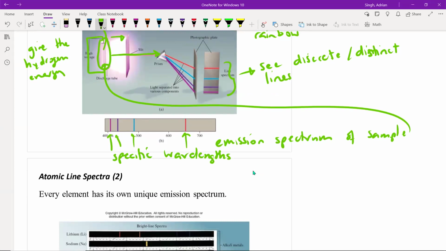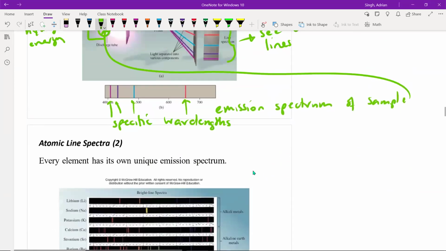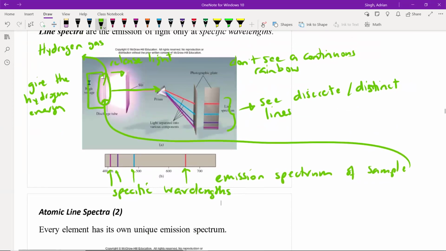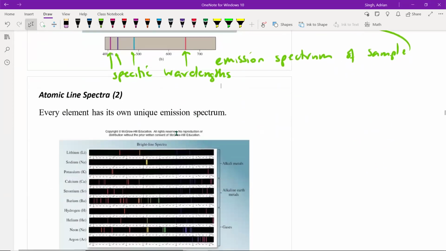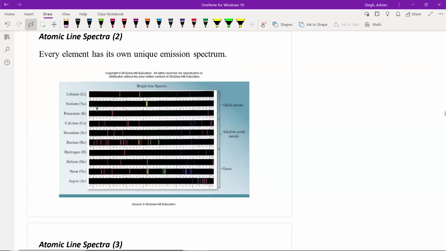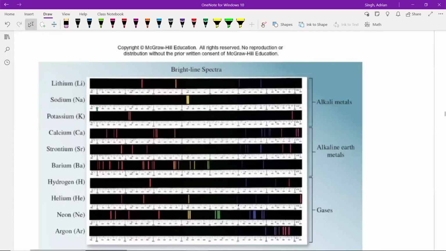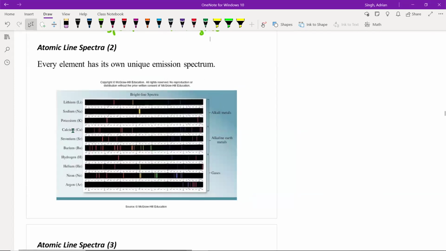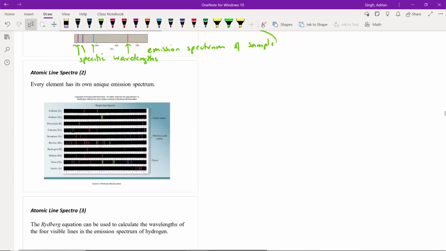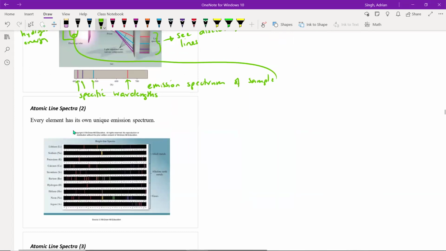And what we've since noticed is that depending on what element we put in these little discharge tubes, each element is going to give you its own unique line spectrum, right? So we call that an emission spectrum. And specifically now, we're just seeing lines. So we call it a line spectra or the line emission spectrum of that sample.